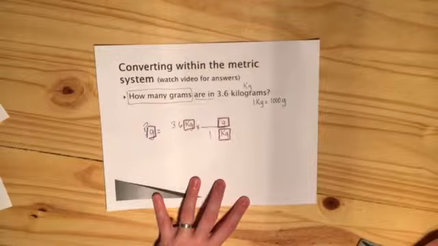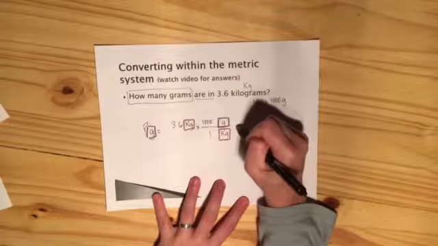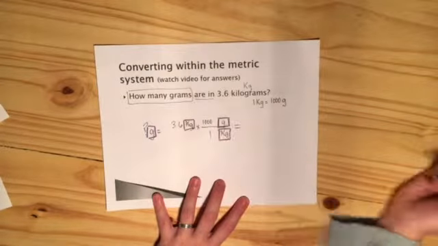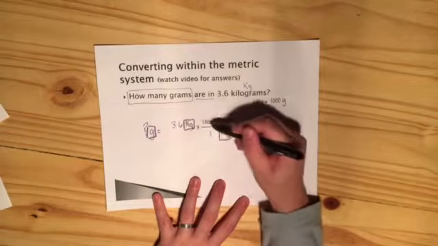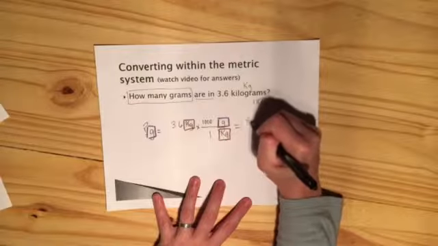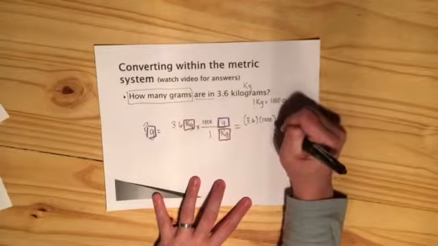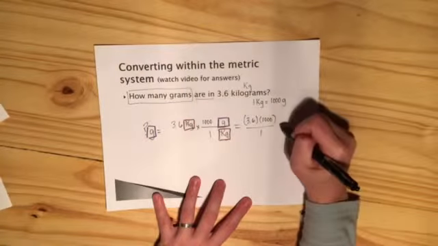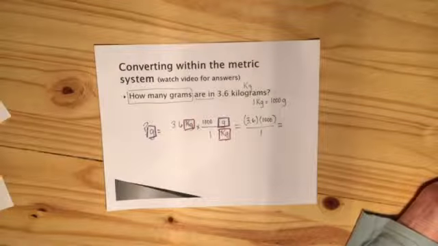1 kilogram, 1,000 grams. We see what cancels. The kilograms cancel, which is what we wanted. And we've got a 1 on the bottom, 3.6 and 1,000 on top. So 3.6 times 1,000. And then I can put that over 1, but you can ignore the 1 since it doesn't change anything. So we have 3.6 times 1,000.